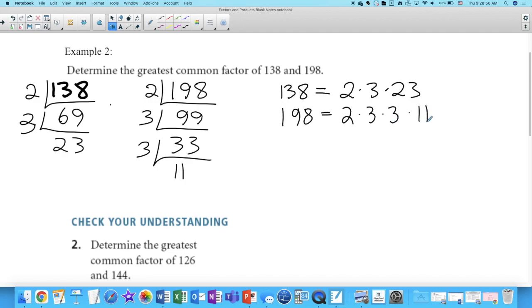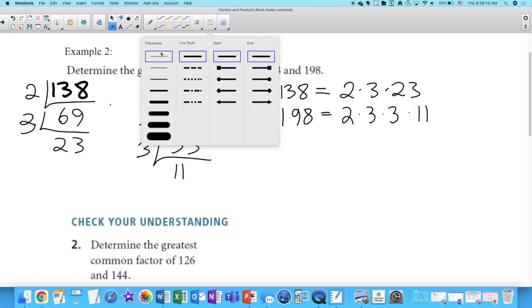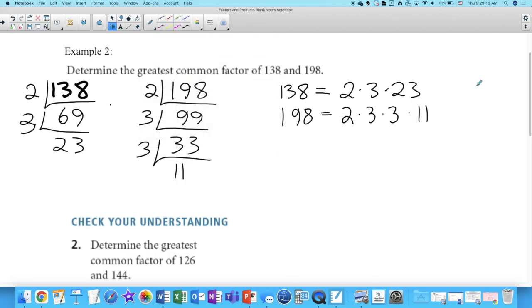And then when I'm trying to find the GCF, I'm going to compare and ask myself, what are the primes that they share? Okay, so I'll start with the first one, just because. I could start with the second one if I wanted to. Do they both have a 2? Yeah. Do they both have a 3? Yes. Do they both have a 23? No. So you're done. That's it. The GCF is 2 times 3, which is 6.